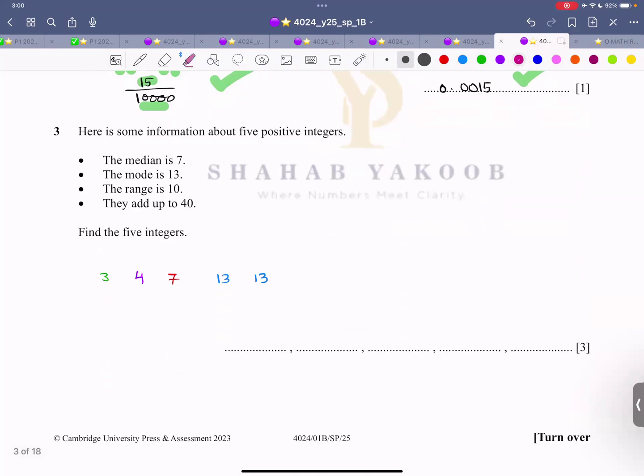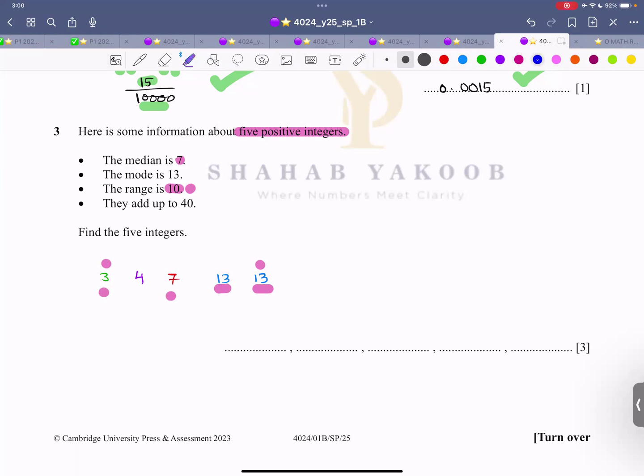Now, this was an interesting question. It says the median is 7. The information is about 5 positive integers. The median is 7, so let me put 7 in the middle. The mode is 13. Now, mode is the most occurring value. I don't know how many times it occurs, but the minimum that it should occur should be twice. And then it says the range is 10. The difference between the highest and the lowest value is 10. So 13 minus 10 gives me 3.